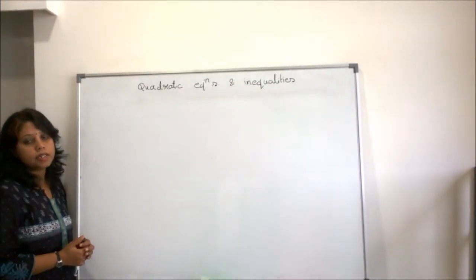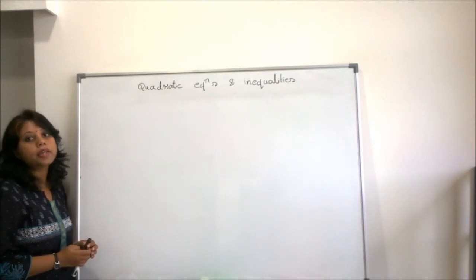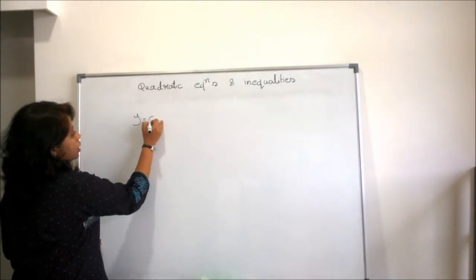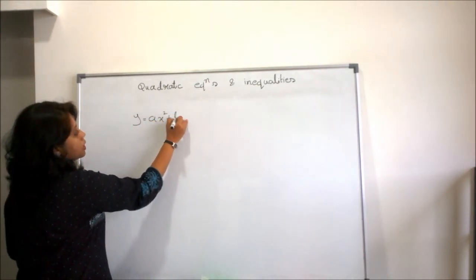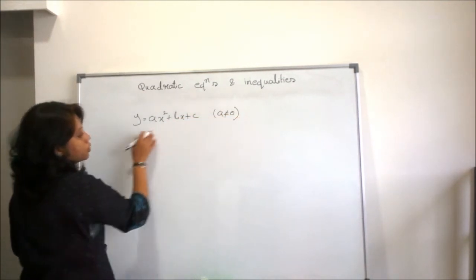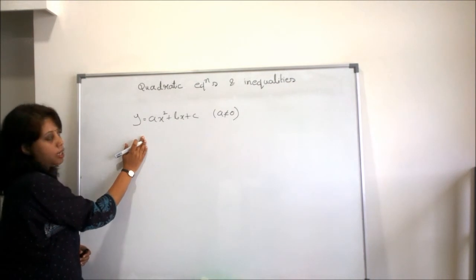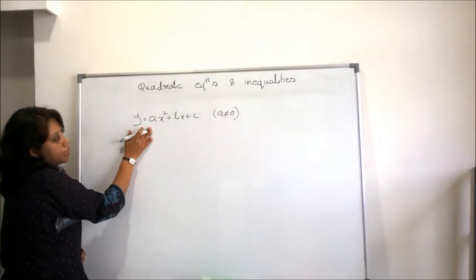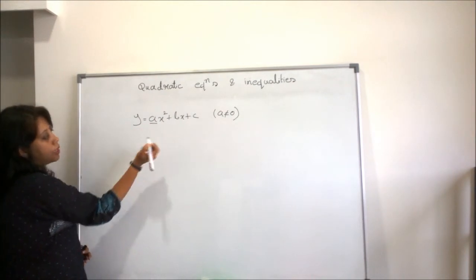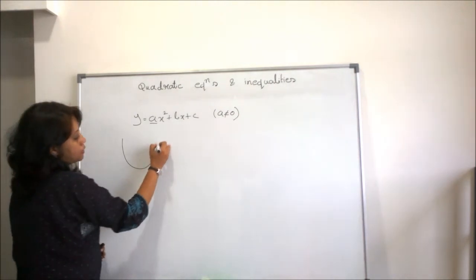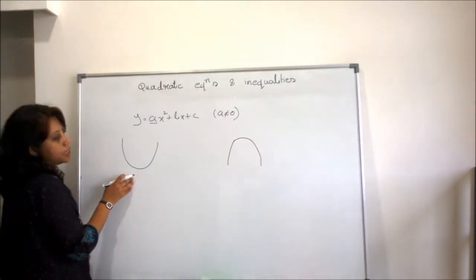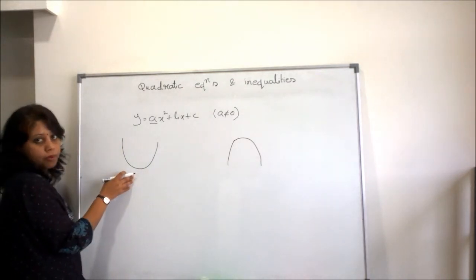Now we will discuss how the graph of a quadratic function will look. A quadratic function is y equals ax squared plus bx plus c, where a is not equal to 0 and a, b, c are all constants. Depending upon the value of a, the graph will look either in this form or in this form. This shape is called the parabolic shape.